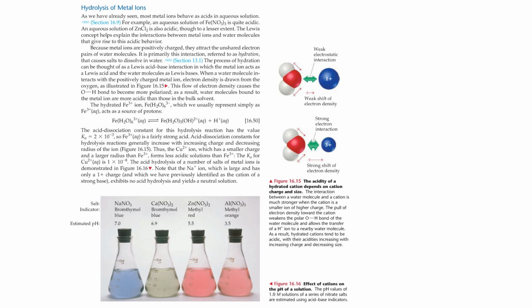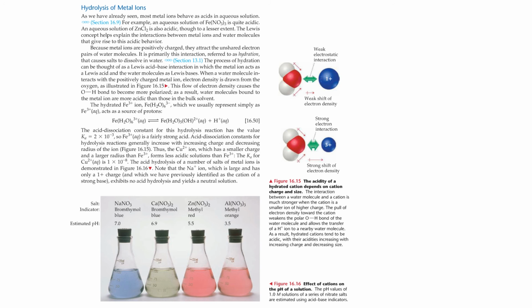When the water molecule interacts with the positively charged metal ion, electron density is drawn from the oxygen, as illustrated in Figure 16.15. This flow of electron density causes the oxygen-hydrogen bond to become more polarized. As a result, water molecules bound to the metal ion are more acidic than those in the bulk solvent. The hydrated iron(III) ion, which we usually represent simply as Fe3+, acts as the source of protons. The acid dissociation constant for this hydrolysis reaction has the value of 2 times 10 to the negative 3, so iron(III) is a fairly strong acid.